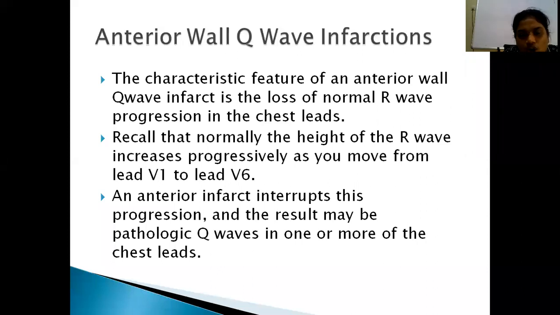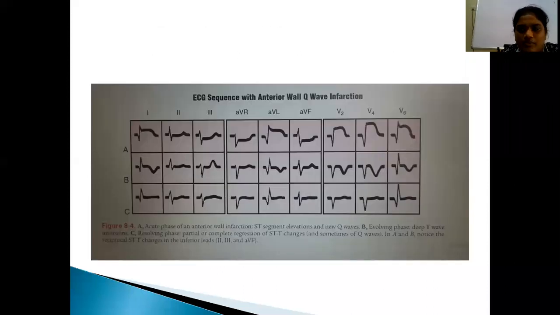And even the loss of the normal R wave progression is also seen in anterior wall MIs. So this is the anterior wall MI. Here you can see the acute stage in which you can see the ST segment elevations. And this is the evolving phase in which we can see the T wave inversions, and the resolving phase in which the ST segment elevations have completely become normal, T waves have become normal, whereas we can see the Q waves.